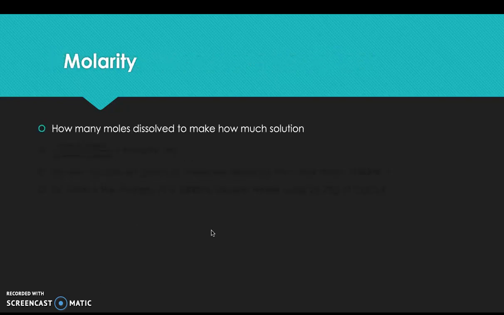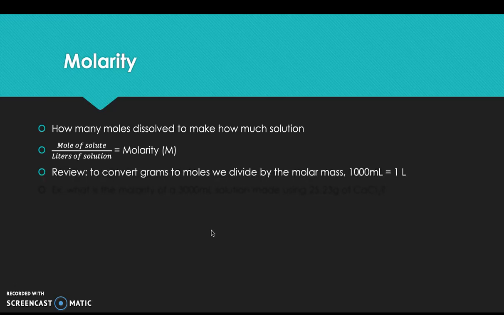Molarity is how many moles of the solute are dissolved to make how much solution. So we don't really care about how much solvent is added. We just need to know how much total solution we end up with. So to find this, we have moles of solute divided by liters of solution, and that equals molarity, which is denoted with a capital M. That's how we show the units for molarity.